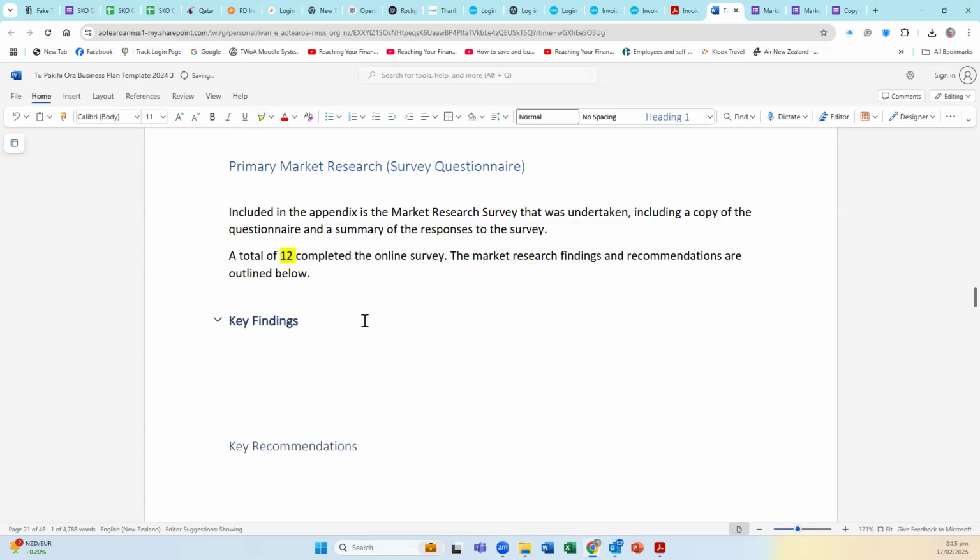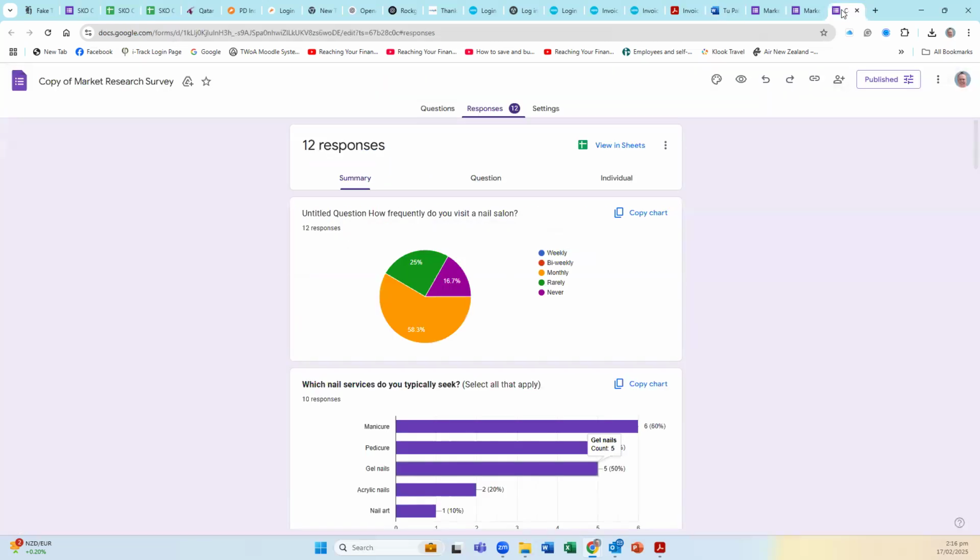That's our ideal. Now, based on the market research, we're going to outline what some key findings are and key recommendations. So when we look at key findings, we're going to go back to the market research. Let me just bring it back here. Here we go. There's a whole bunch of questions, and each question could be a finding in itself. So, for example, let's look at the first one. There's one finding here. 58.3% of respondents visit the nail salon monthly. That's one key finding.